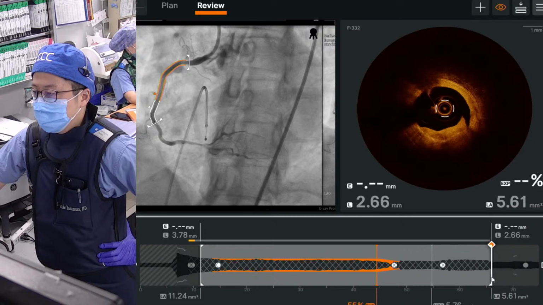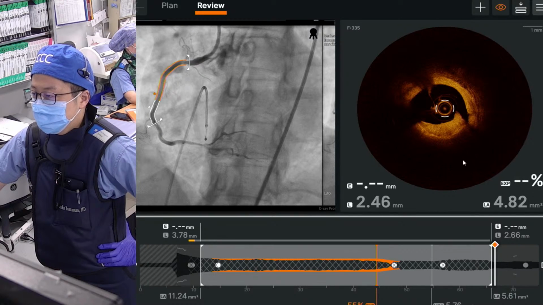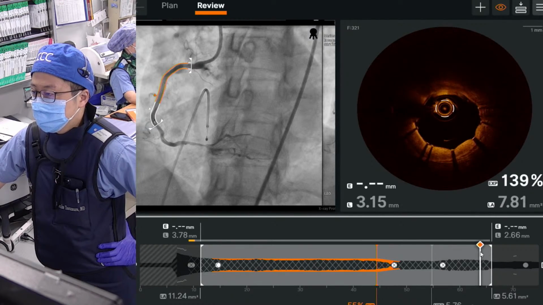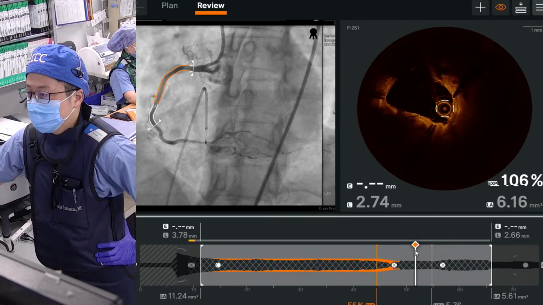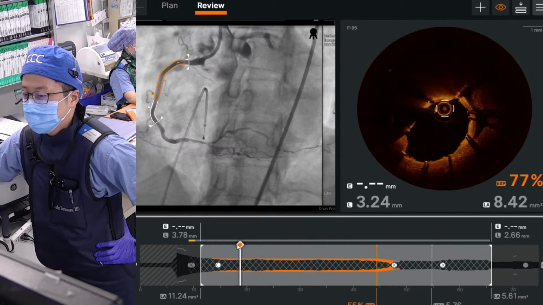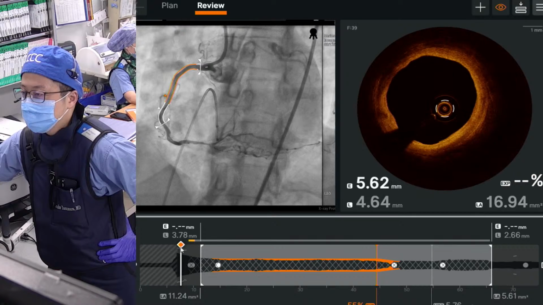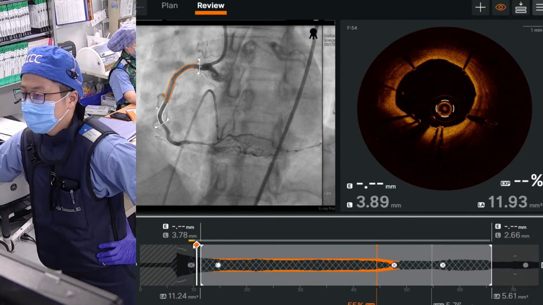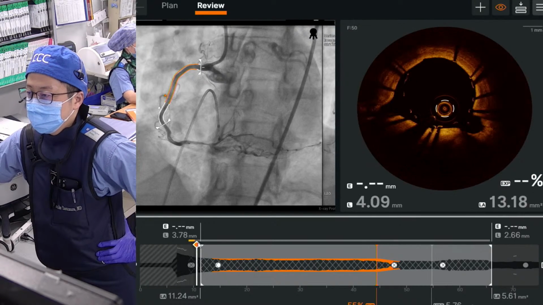So actually, the distal edge has a slight intimal dissection, very small, but the stent is well expanded through the vessel. And the MSA is 5.7. It's optimal. And our proximal edge also looks great, with a slight malapposition. Yeah, see? I said that.